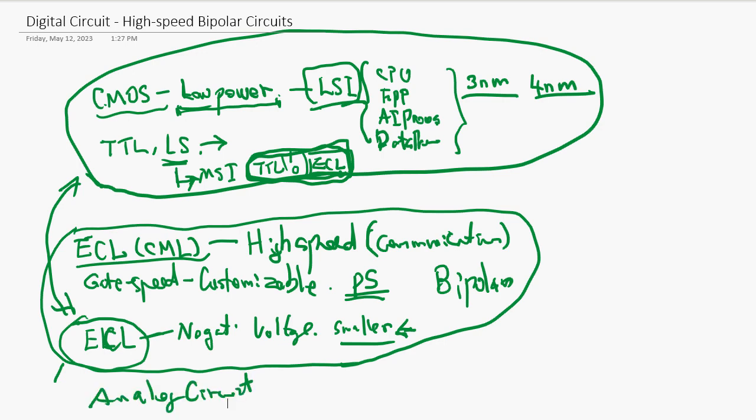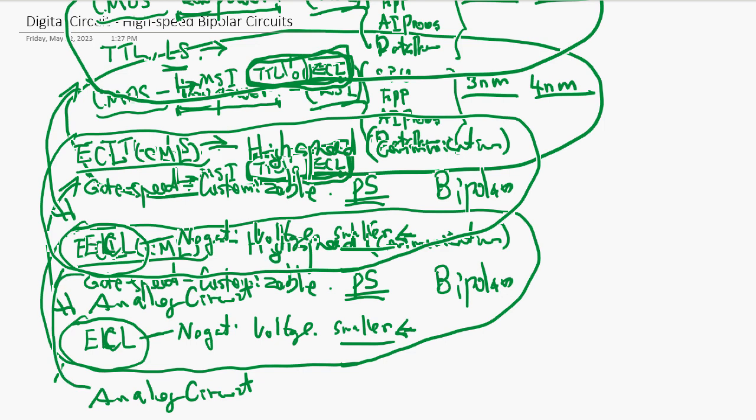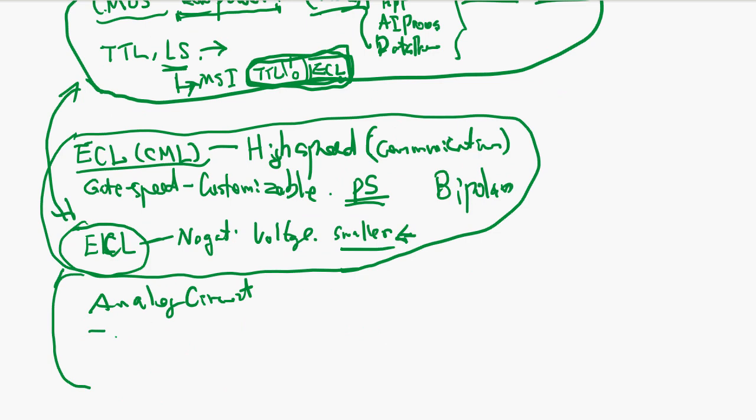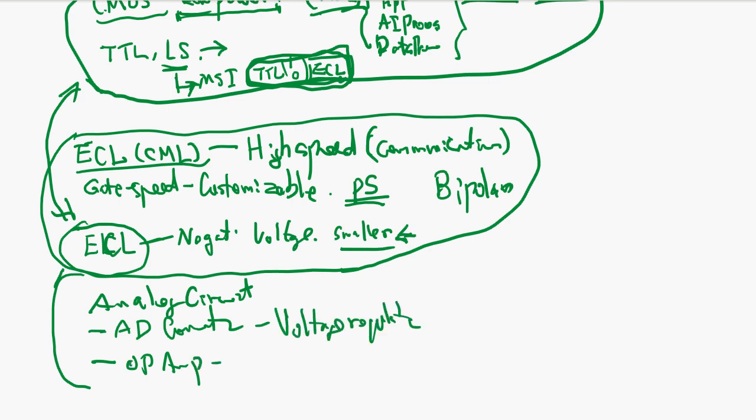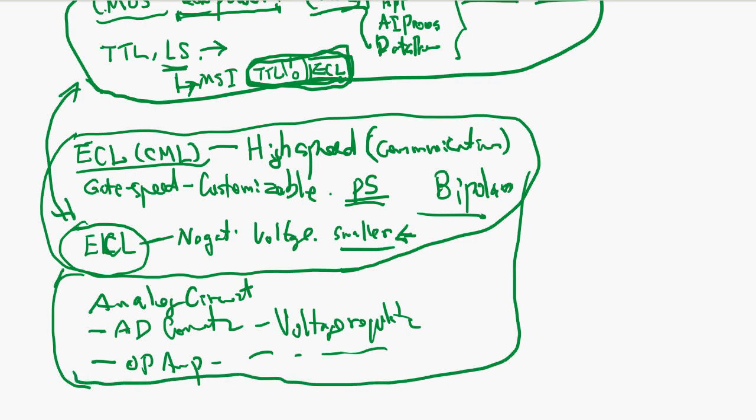The reason is bipolar is more flexible for designing various kinds of analog circuit. For example, AD converter, op amp, voltage regulator, all kinds of analog circuit. It's all bipolar. So it's the same category. Okay, why bipolar is used, I think historically all the engineers spent a lot of time.